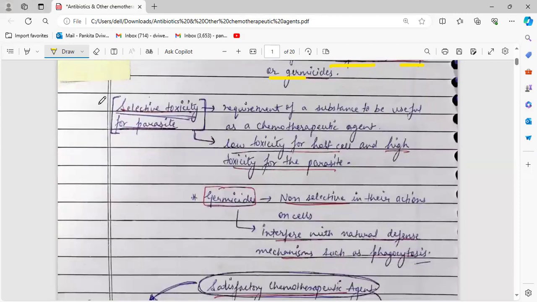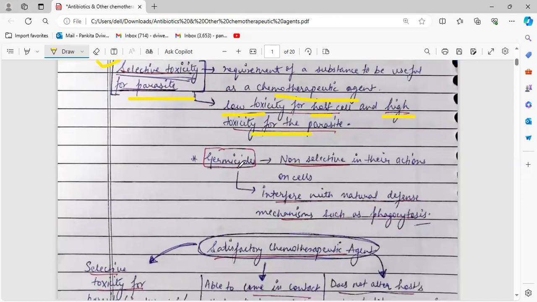These chemotherapeutic agents have selective toxicity for a parasite. How is it made sure that it is selectively toxic? It has to be useful as a chemotherapeutic agent, and it has to have low toxicity for the host cell that is using the chemotherapeutic agent, while having high toxicity for the parasite against which it is being used.